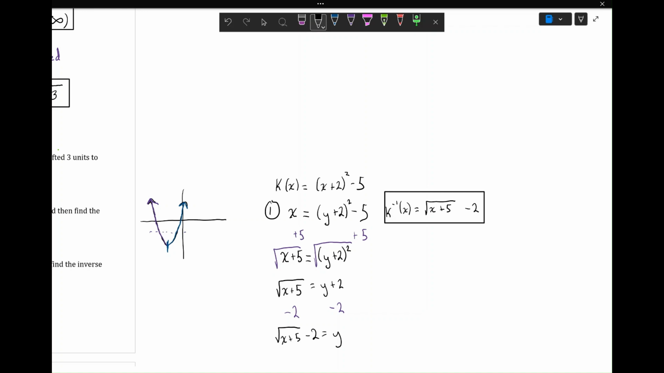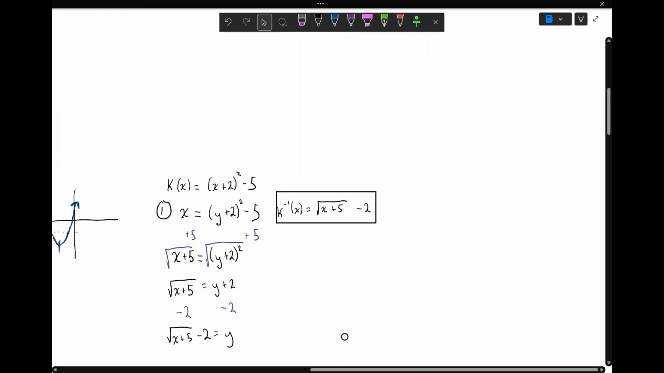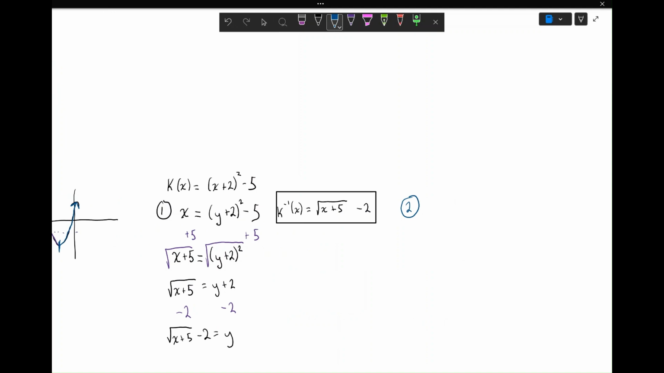Now, the second method I'm going to show you for finding an inverse is quite similar in that it uses the same thinking, but there's a little bit of a trick thrown in. I call this method the reverse operations reverse order method. Let me tell you what I mean by that.